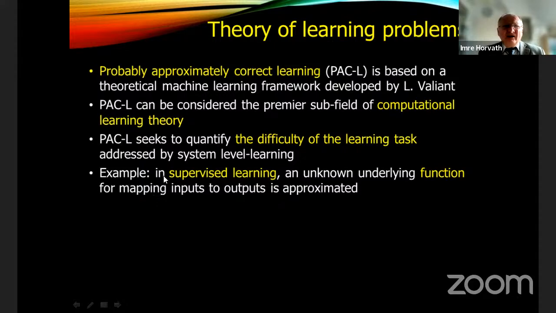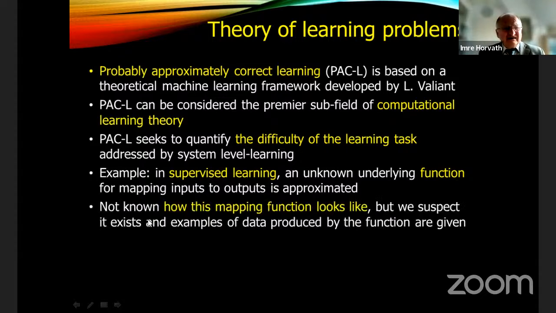Let me give you an example. For instance, in supervised learning, it doesn't matter if you don't know it yet, later on I will talk about it. So in supervised learning, an unknown underlying function is typically sought for, which is facilitating the mapping of the input data to the output data. This function is producing for us a kind of approximation, so not an exact mapping. It is not known how this mapping function looks like, but we suspect that there is a mapping function existing in the overwhelming majority of practical application.